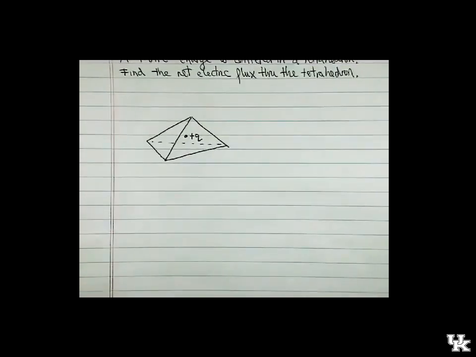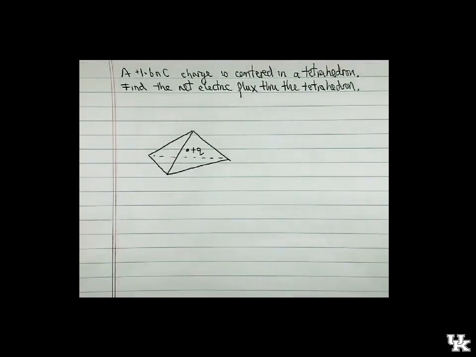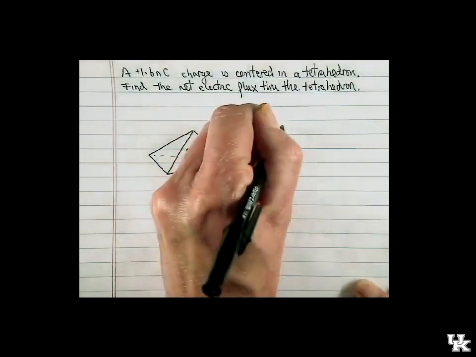Okay, so here's my question. What's the net flux through the tetrahedron? I'm going to answer that. And then also I'm going to answer what is the flux through each of the surfaces, the 4 surfaces of the tetrahedron. So to find the net flux through the tetrahedron, I'm simply going to apply Gauss's law.